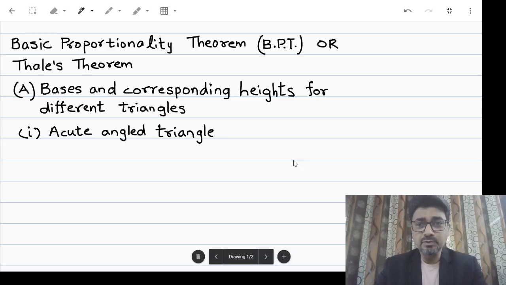Today let us start the new topic of Basic Proportionality Theorem (B.P.T), also known as Thales' Theorem. In the first video of the Basic Proportionality Theorem, we will be understanding the different pairs of bases and their corresponding heights for different types of triangles, that is acute angle triangle, obtuse angle triangle and the right angle triangle. So let us start with the acute angle triangle.